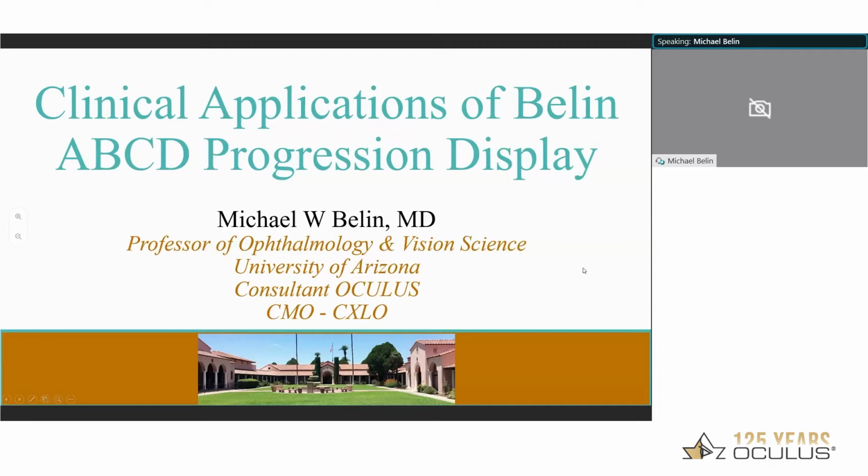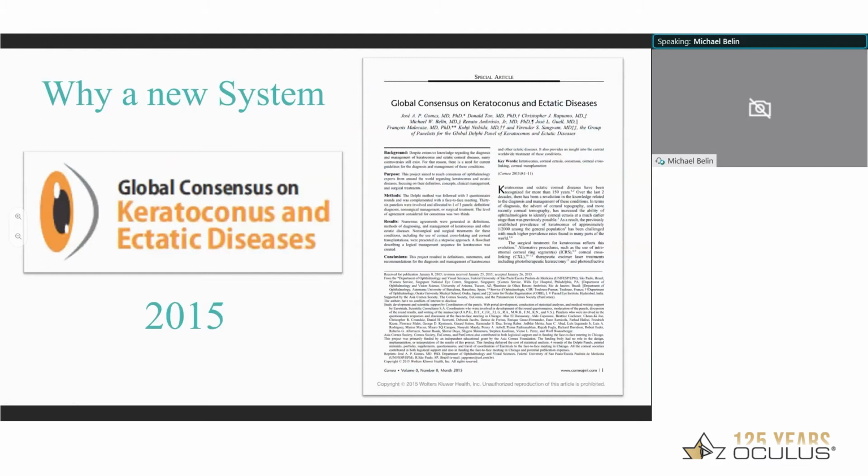So what I'm going to be talking about this morning are clinical applications of the Belin ABCD progression display. First, what was really the impetus to develop a new display? Well, obviously, what we've had in the past, the Ambrósio classification, is vastly outdated. It was developed in 1947. It used a keratometer and an optical pachymeter, things most of us aren't even using any longer. And it also completely ignored what we now know is important, which is the posterior corneal surface.